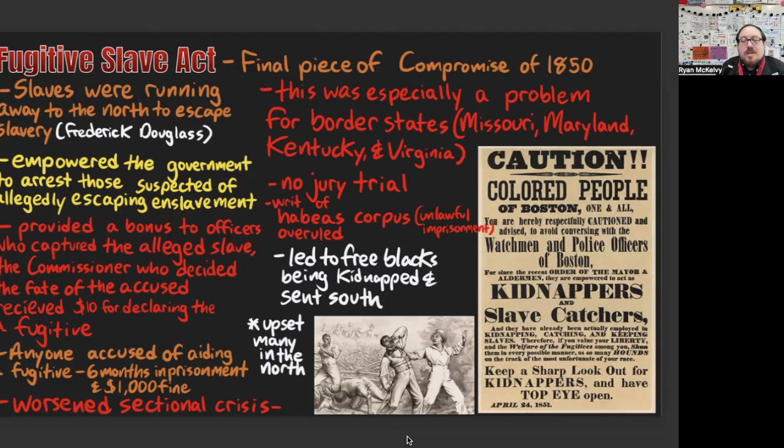And not surprisingly, there are going to be a number of free blacks that are sent to the South. One of the most famous stories of this is 12 Years a Slave, which is a movie and a book all about how a free black man was accused of being a slave, sent to the South, and lived as a slave for 12 years. It was one of those things that really deepened the divide and the hatred between the North and the South. Again, the North was being seen as forced into supporting Southern slavery, even though it was illegal there.